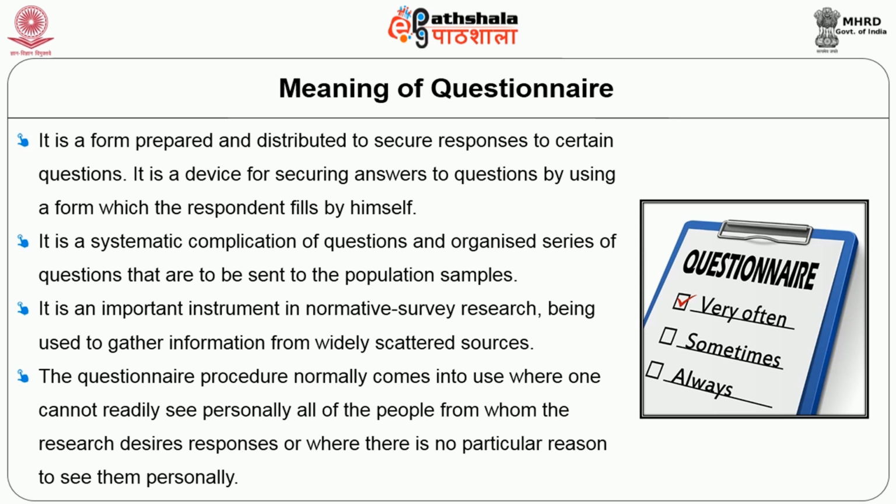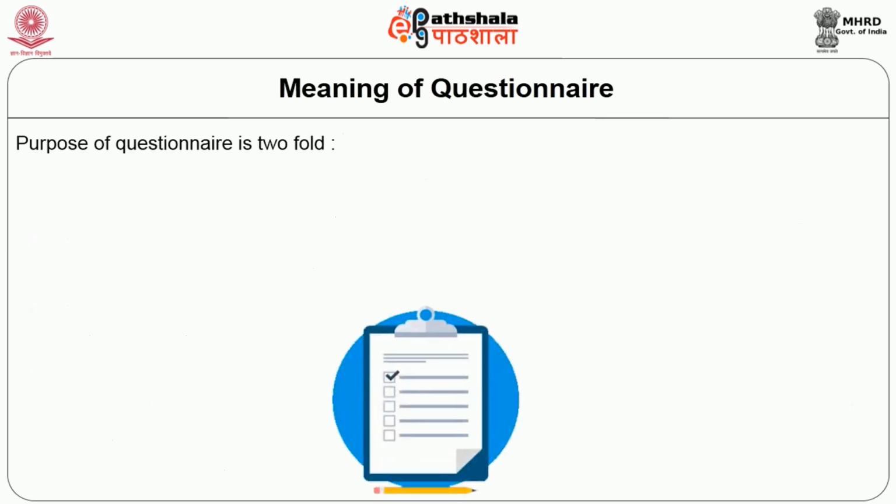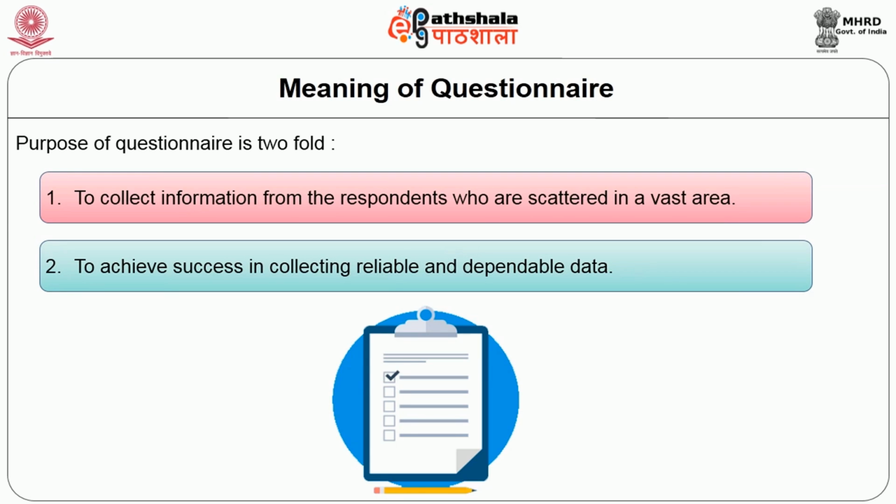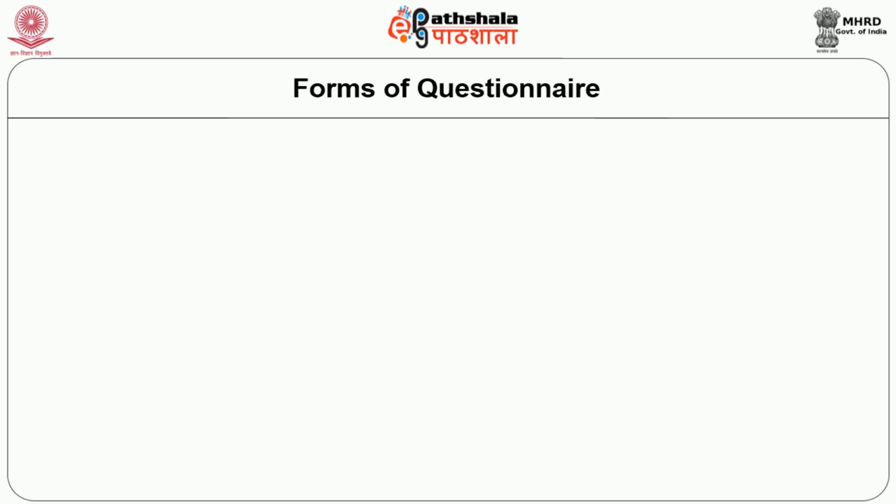The questionnaire procedure normally comes into use when one cannot readily see personally all the people from whom the research desires responses, or where there is no particular reason to see them personally. The purpose of questionnaire is twofold, that is, to collect information from the respondents who are scattered in a vast area and to achieve success in collecting reliable and dependable data. Coming to the forms, we have different forms of questionnaire. Now we shall see the different forms of questionnaire one by one.